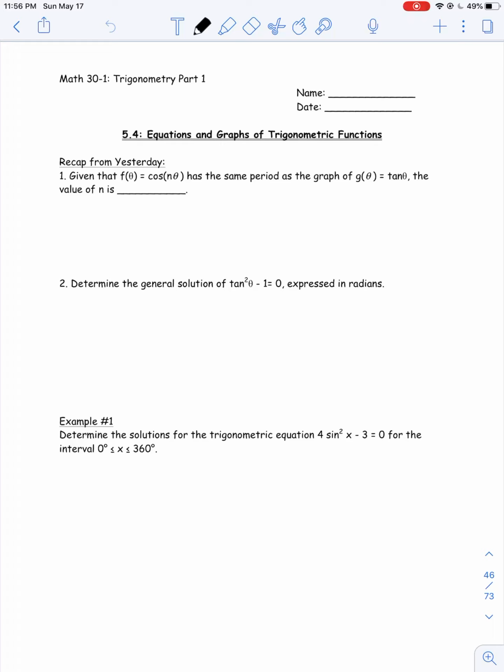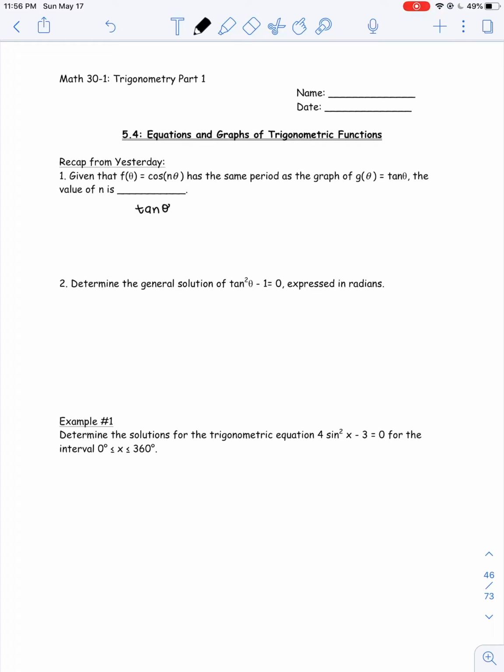Lesson 5.4, equations of graphs of trigonometric functions. So we want to recap from yesterday. In this first question, they're looking at cos of n theta, and we know that it has the same period as the graph of tan theta, and they want to know the value of n that would make that true.